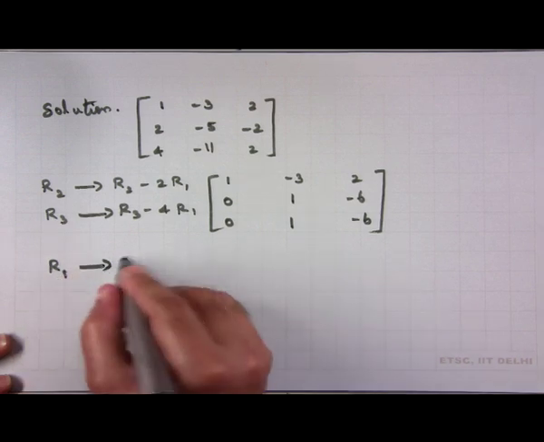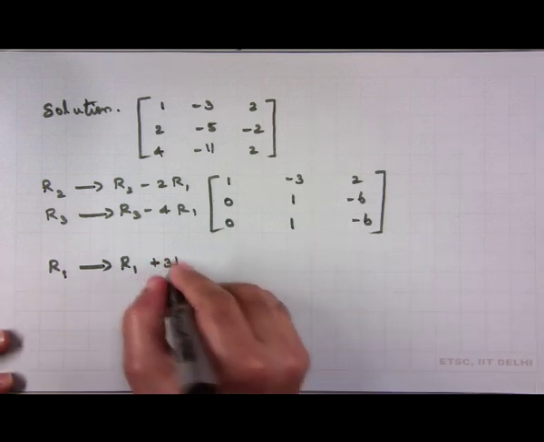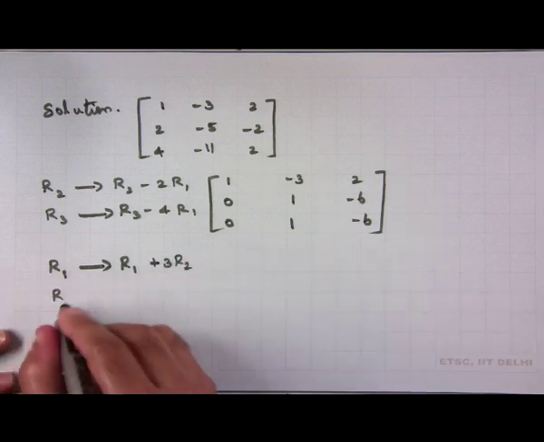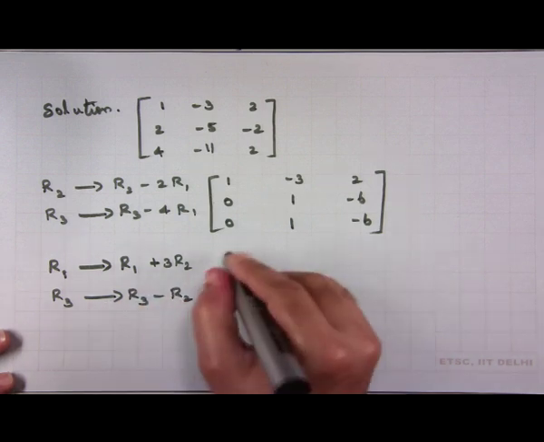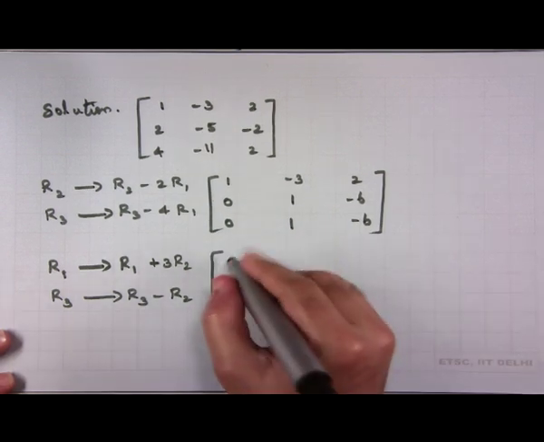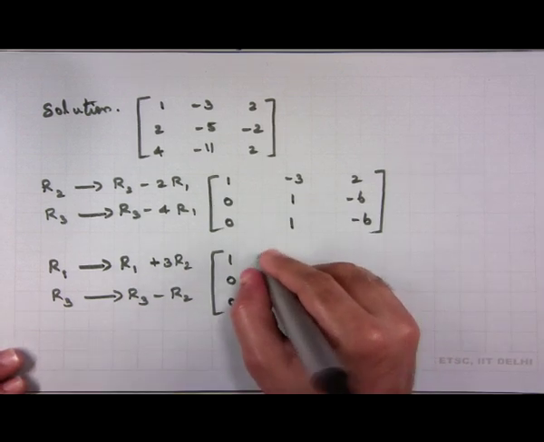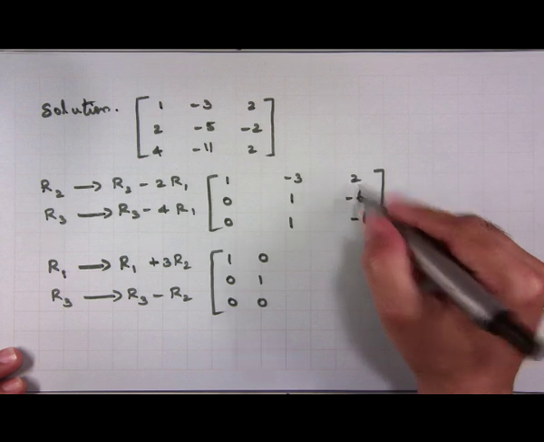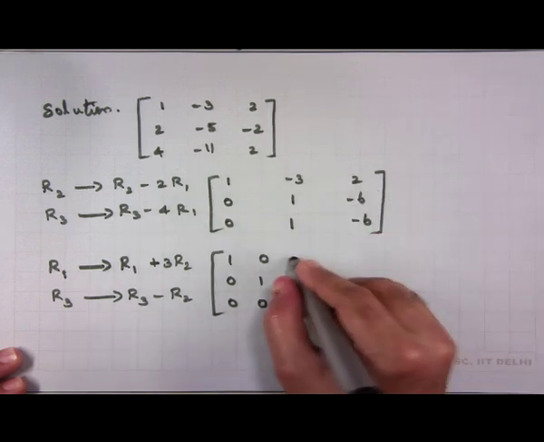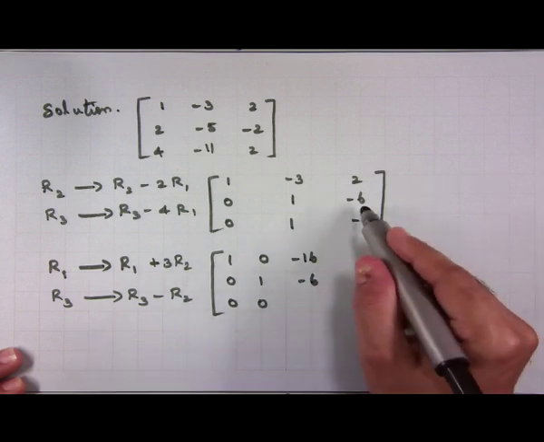R1 is replaced by R1 plus 3 times R2 and R3 is replaced by R3 minus R2. The first column remains unchanged. Similarly, the second column you can notice that it is going to be 0 1 0. R1: 2 plus 3 times minus 6, which means 2 minus 18, you will have minus 16, minus 6, and last one R3 minus R2, minus 6 minus minus 6, you will have 0.